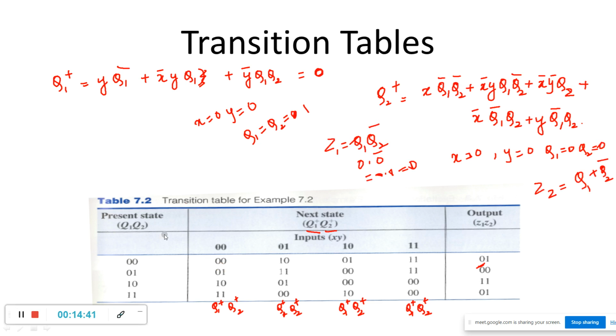So the transition table consists of 3 sections: present state, next state, output. Where inputs will change, present state will change. Just substitute the input and the present state values and get these values in the next state. Next, the third section is the output Z1 and Z2. Z1 is Q1 Q2 bar. Just substitute the Q1, Q2 values, you will get the Z1 values. Next, Z2 is equal to Q1 plus Q2 bar. Just substitute the Q1, Q2 values, you will get the Z2 values. So this is about the transition table.